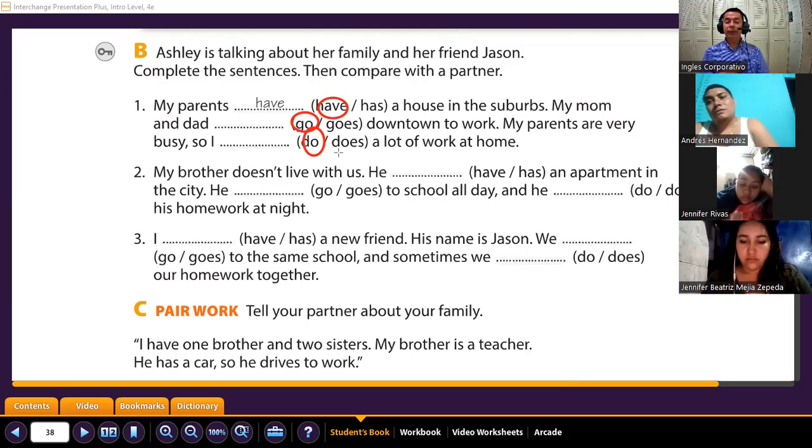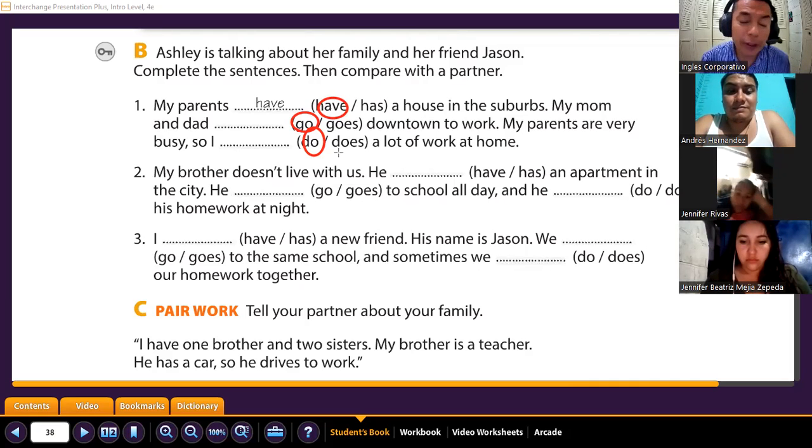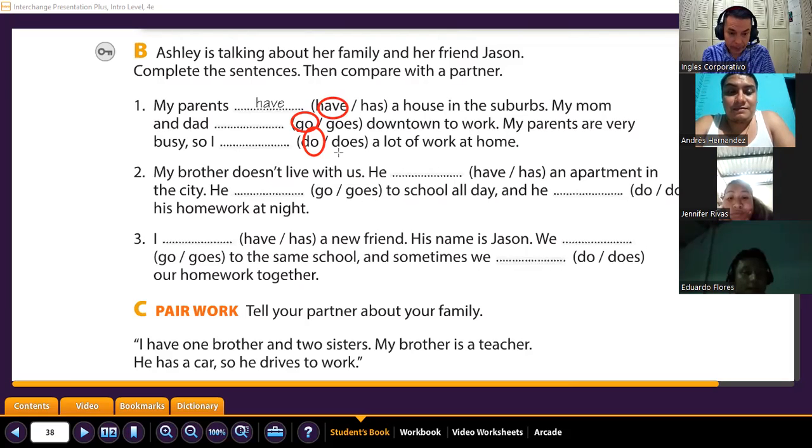Alejandro, hello. Okay, so Eduardo, please. Read paragraph number one for the class, please. My parents have a house in the suburbs. My mom and dad go downtown to work. My parents are very busy. And so I do a lot of work at home. Okay, very good. Thank you.